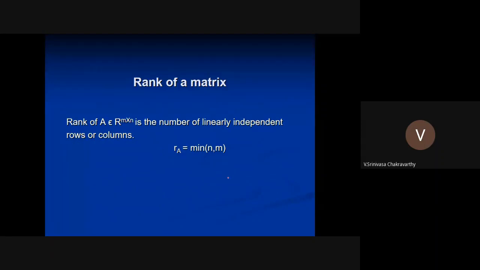So once you define linear independence, you have the concept of rank. A matrix you can think of as a bunch of columns or a bunch of rows. Let's say A is an m by n matrix, denoted by this notation. Then the rank is defined as the min of the linearly independent rows or columns. So you have this.